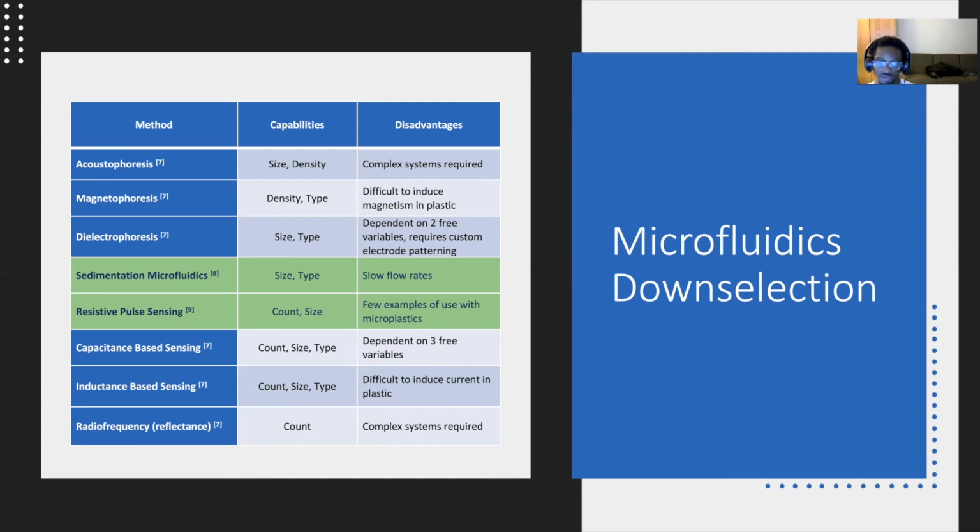Going through all of these, the 2 that we came down with was to use sedimentation microfluidics as well as a process known as resistive pulse sensing. With sedimentation microfluidics able to determine the size, sort plastics, microplastics based on their size and their density, as well as with resistive pulse sensing being able to count and size particles.